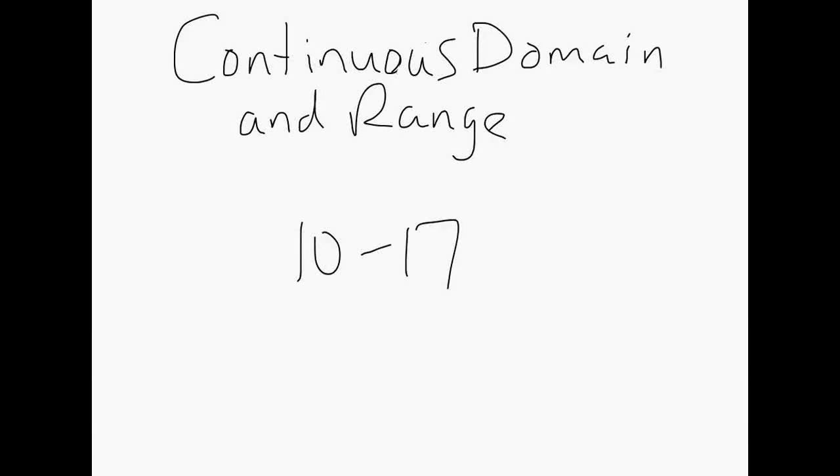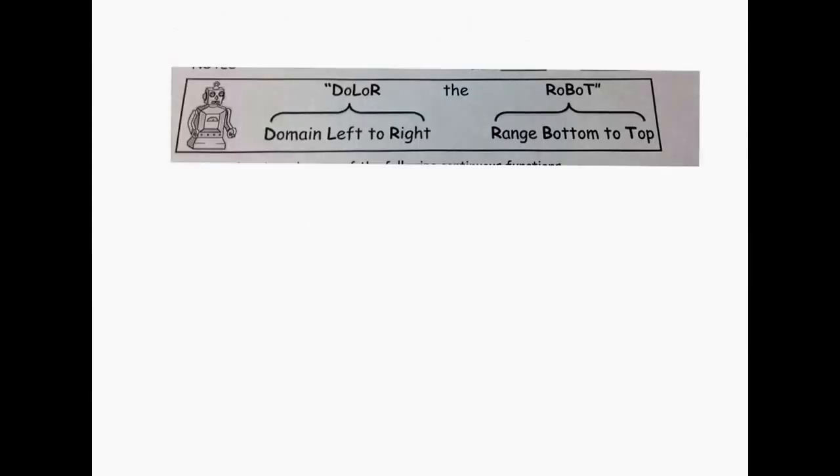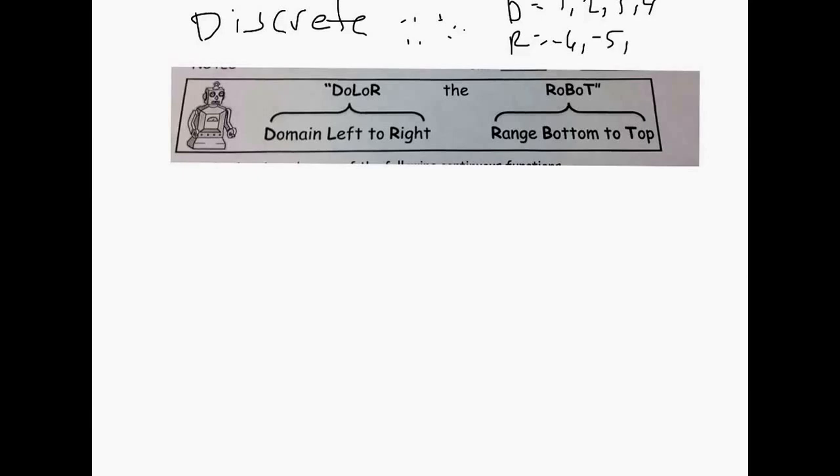So this is your video on continuous domain and range for 1017. This is the Friday after we missed class because of the PSAT. Alright, so we learned about doing domain and range using discrete last class period, and that was where we had dots. And our domain and range, when we just had dots, look like this: 1, 2, 3, 4. They were just a series of numbers: -6, -5, 2, +5, something like that.